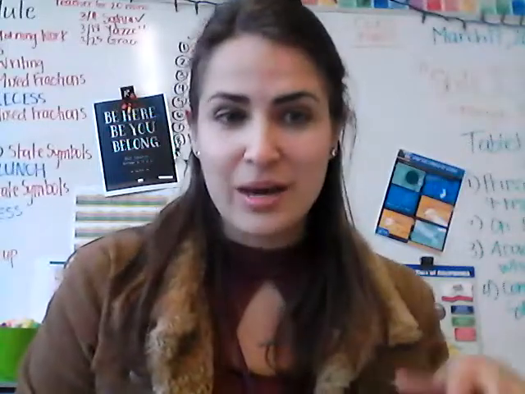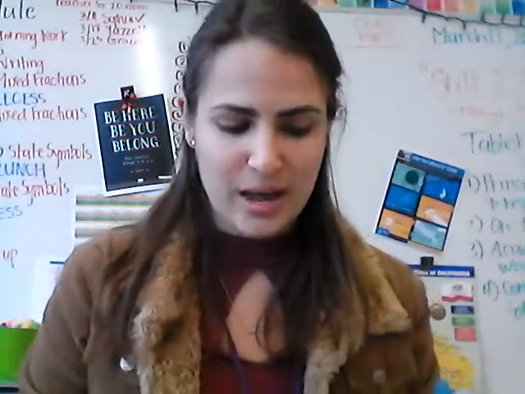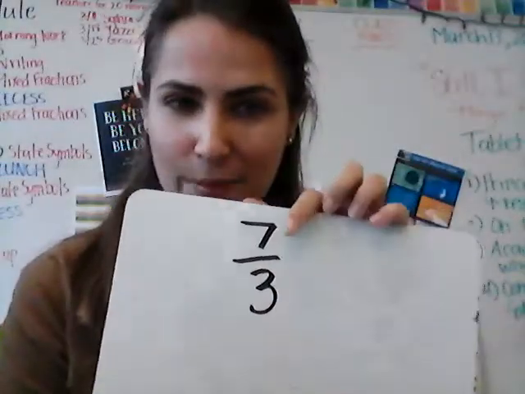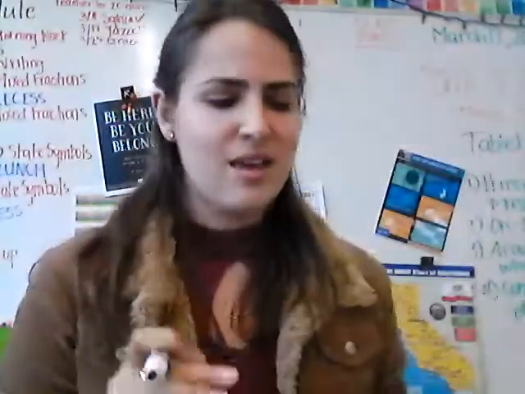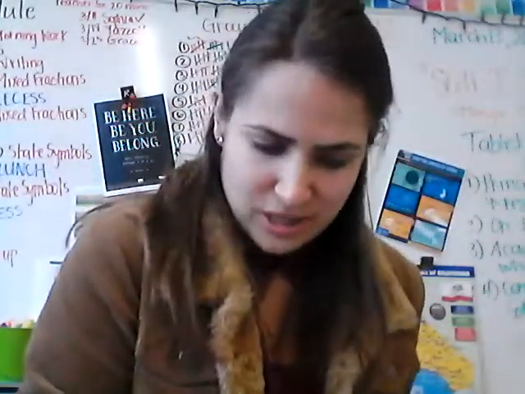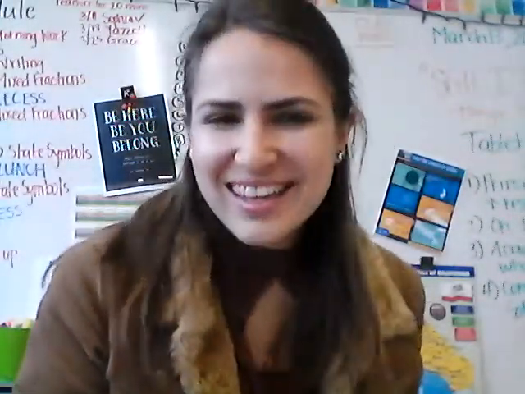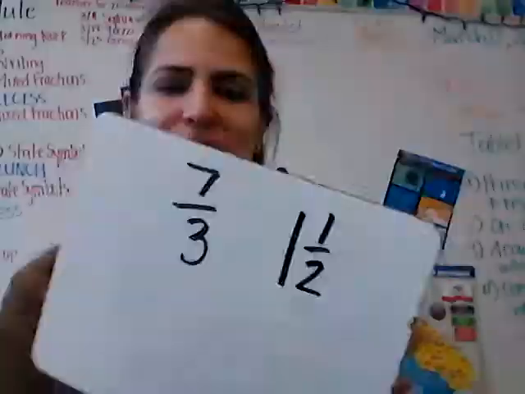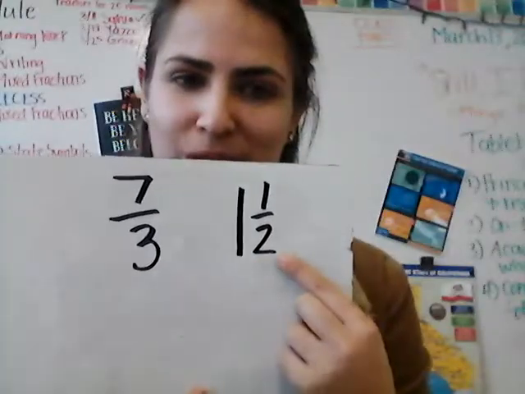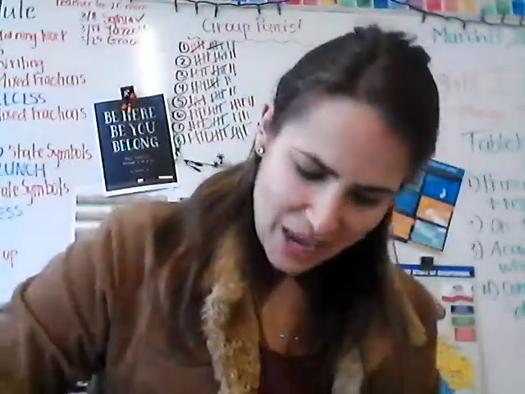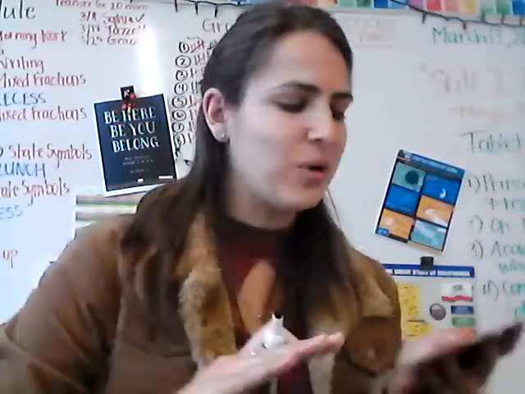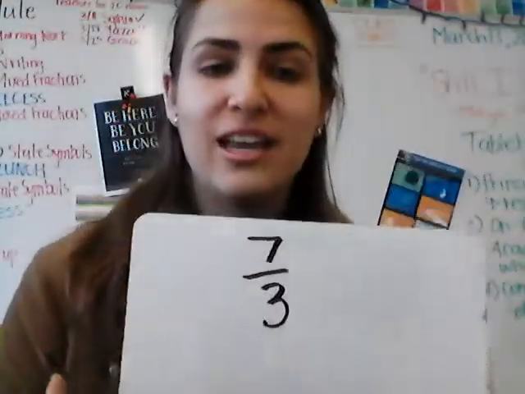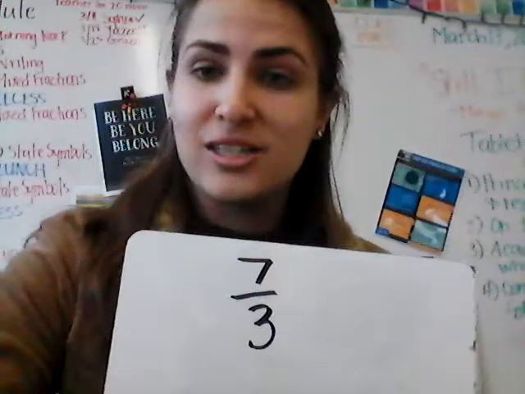Hopefully you are thinking about improper fractions. For example, 7/3, where our parts are bigger than the whole. Improper fractions would be 7/3. Mixed fractions, we have 1 and 1/2, where we have a whole number along with a fraction. But today we're going to focus on taking our improper fractions and changing them to mixed fractions using a few different strategies.